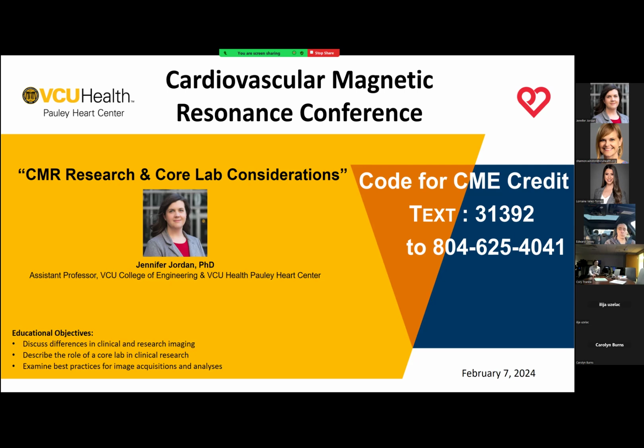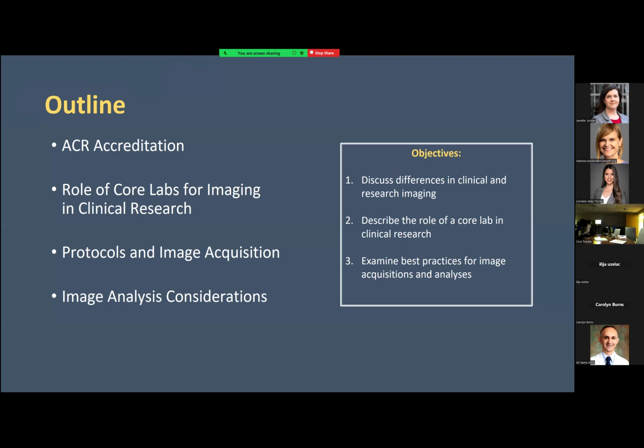Good morning, everyone. Happy to be here and talk to you all about some special considerations from the research and core lab perspective when we're doing cardiac MR. Today, we'll go through a little bit about accreditation and testing with phantoms and how we make sure that the scanner is scanning a true 8mm slice thickness. Then we'll talk about the role of core labs, particularly in clinical research, when they're analyzing for one or more sites in a study. And then we'll take a look at some considerations with respect to the protocols and image acquisition, and then finally the analysis.